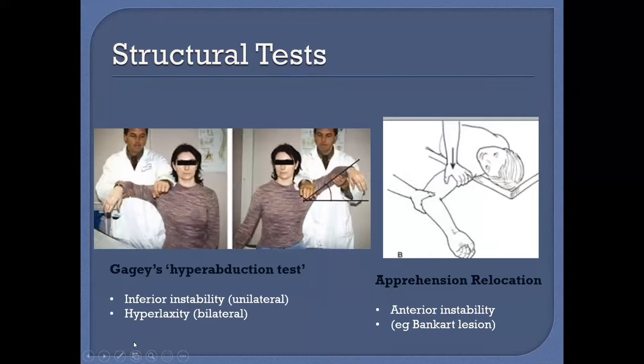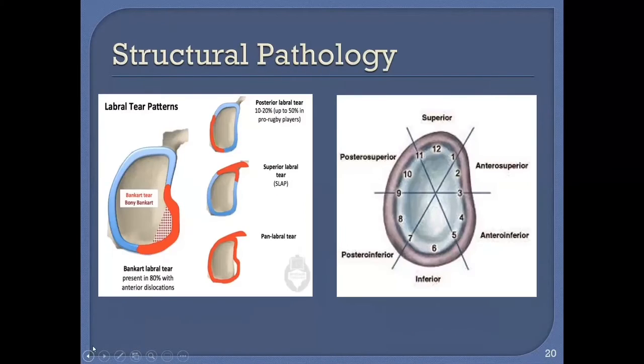So for structural pathology, what we're looking at is trying to screen the labrum. So we think about the labrum and the glenoid like a clock face. The superior aspect is at the top, the inferior aspect is the bottom of the glenoid, the anterior superior is at the front, and then the posterior superior and inferior is at the back.